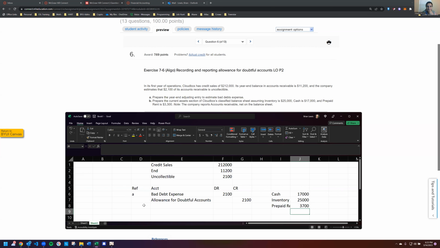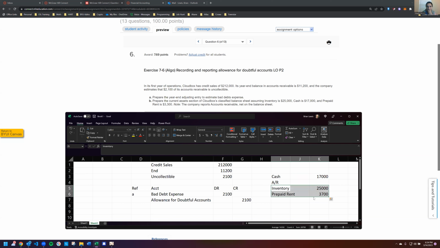Usually you'd go with the most liquid first, so cash would be first. Prepaid rent usually isn't that liquid because you have to wait for something to happen before you get it back. So I think I had it actually right. Inventory is probably right, because that just goes along with sales. AR, actually, AR may go before that. So let's do AR. And really, it ends up looking more like this, usually.